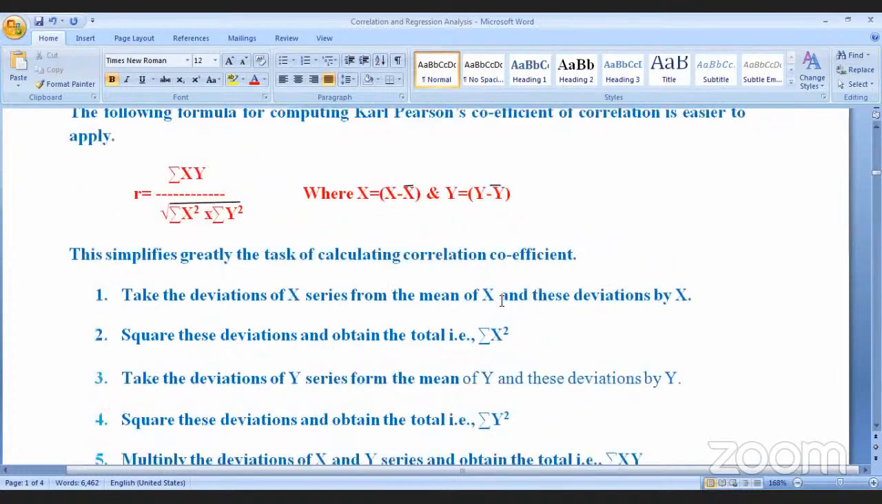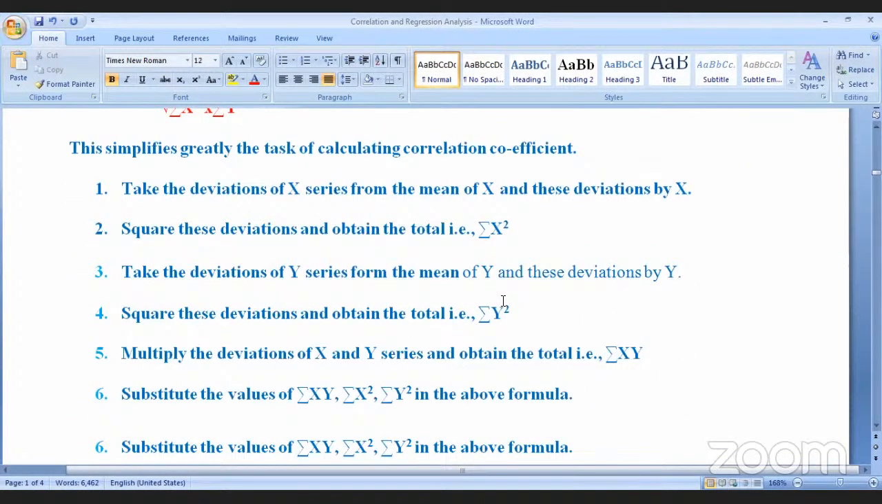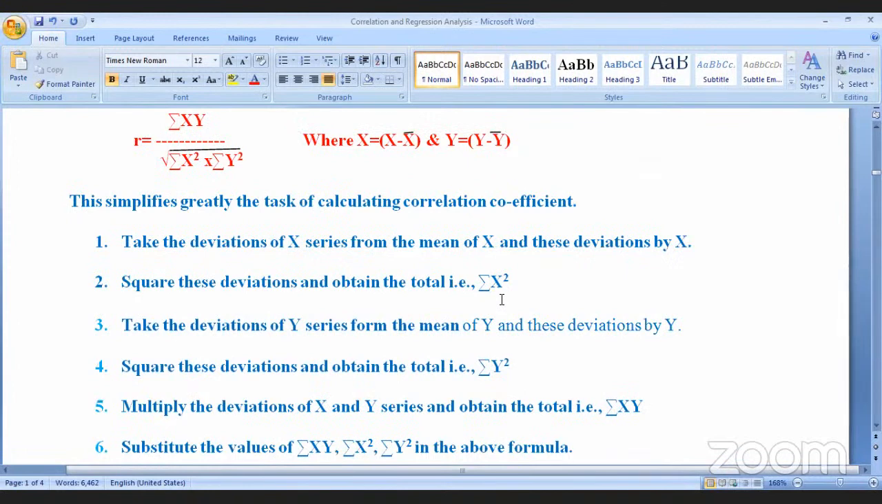If you want to write these steps, just take a photo. There are 6 steps, including the principle. These 6 points are very much needed. My sincere advice is that while you are calculating the coefficient of correlation, we need to check 2 things. First, learn the formula and revise it: r is equal to sigma xy divided by the square root of sigma x square into sigma y square. This is the most important.